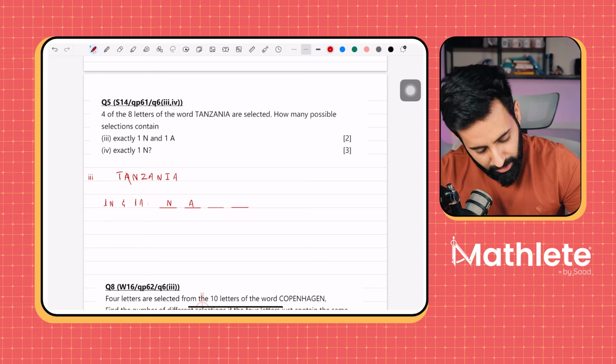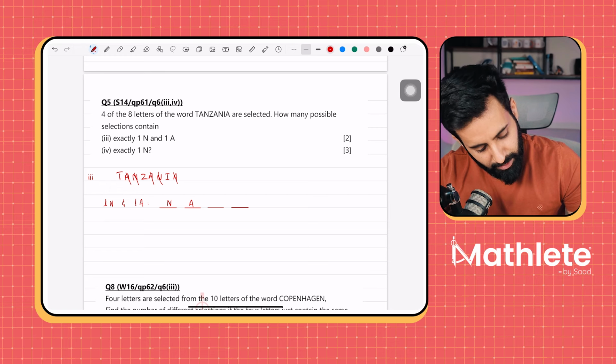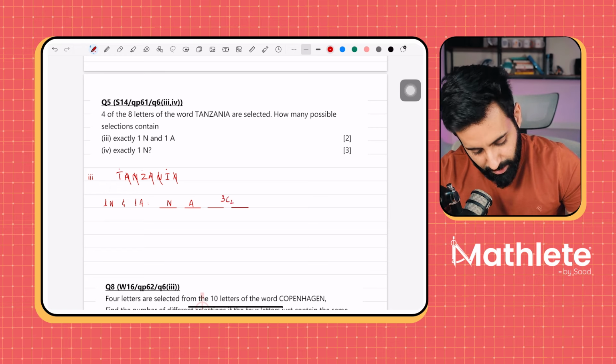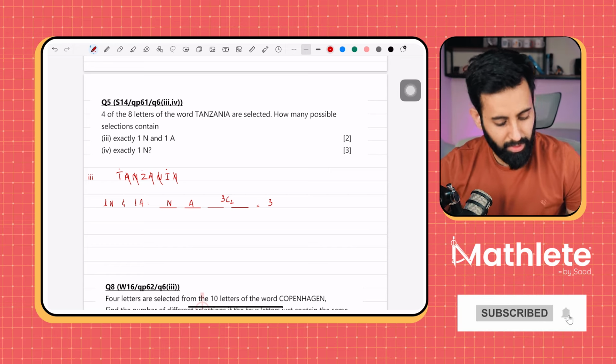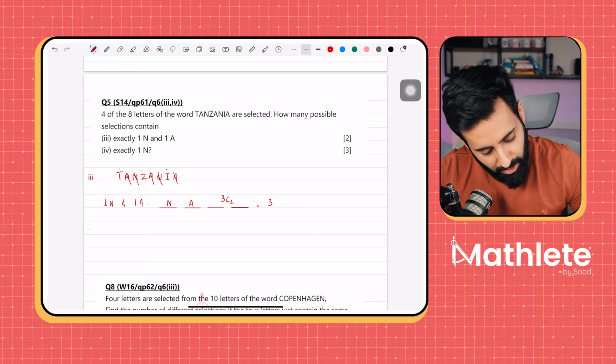So we cross out all the A's so that we don't end up selecting any more of the A's, and we cross out all the N's for the same reason. So what are we left with? We're down to 3, and of the 3 remaining letters we want 2. So 3C2 is equal to what? Is equal to 3. Is there any other way that we can select one N and one A? No, there isn't. It's just exactly one N and one A. So that's it. Now the next part.